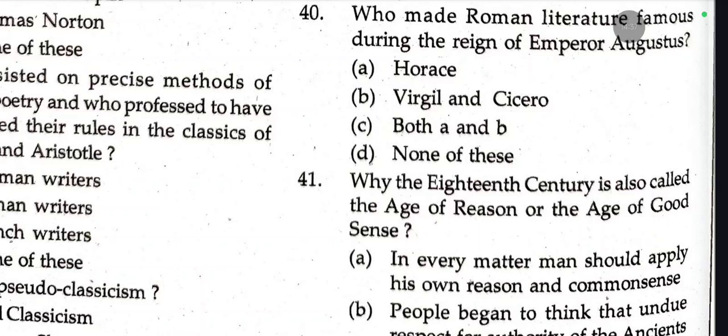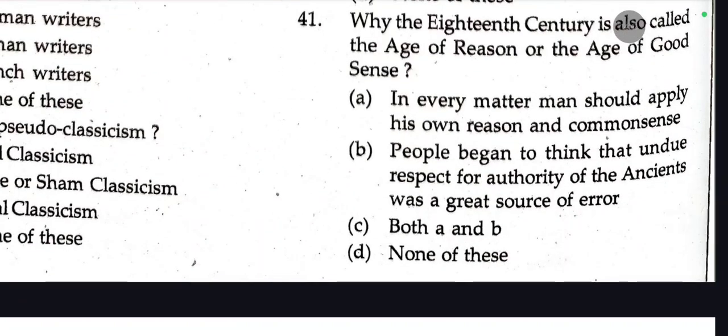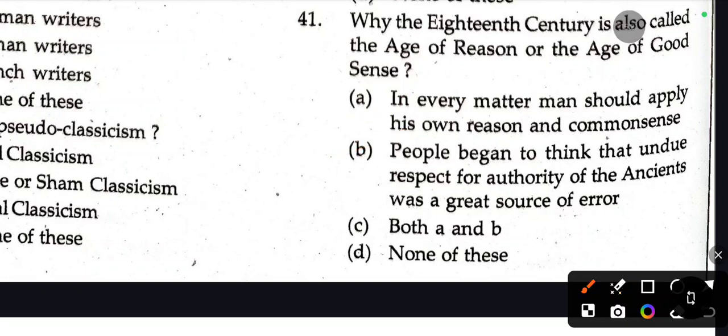Question number 41. Why is the 18th century also called the age of reason and the age of good sense? Why is it called both? Because in every matter man should apply his own reason and common sense. This was a time when an individual man applied his own good sense and reason to everything, and people began to think that undue respect for the authority of the ancients was a great source of error. So both A and B will be the answer.